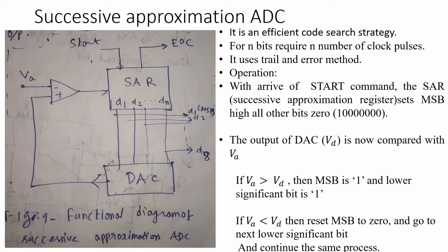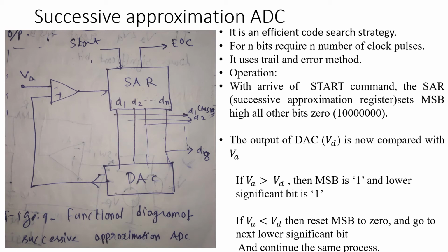It uses the hit and trial method, the trial and error method. For n bits it is efficient: it requires n clock pulses for n bits. But in the previous ramp type or counter type ADC, we need a larger number of clock pulses, whereas here we need only n clock pulses for n number of bits.